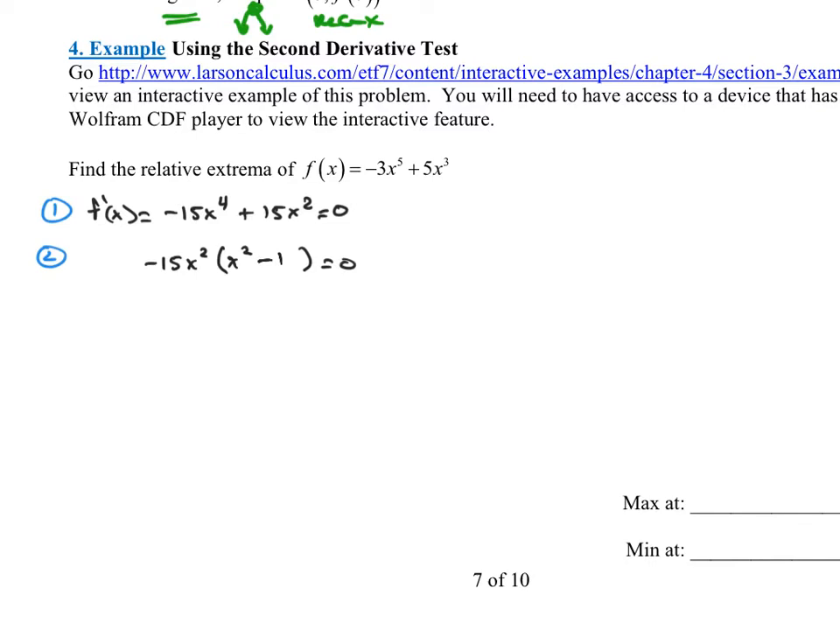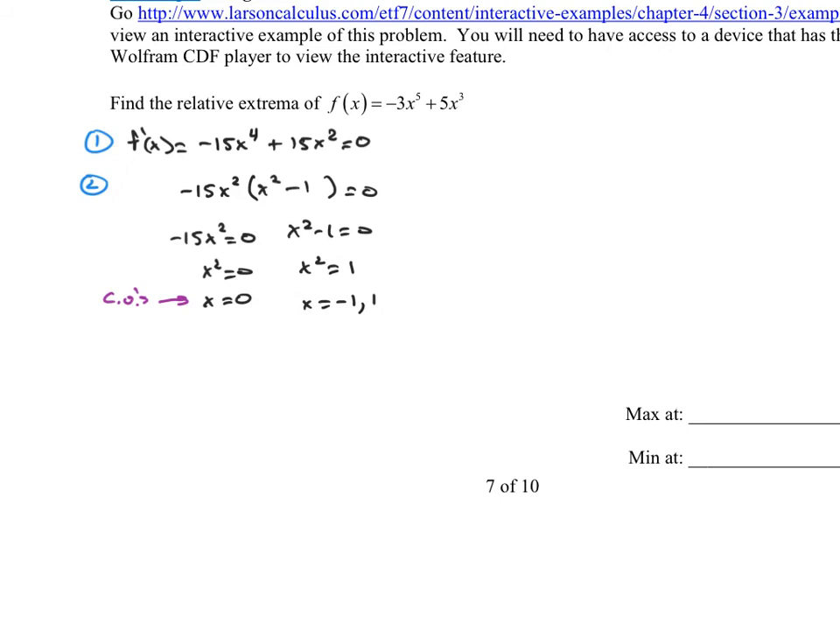So when I do this, I set each term equal to 0. Negative 15x squared equals 0. Divide both sides by negative 15, I'd have x squared equals 0. Square root both sides would give me x equals 0. x squared minus 1 equals 0 is the other factor. Add 1 to both sides would give me x squared equals 1. Take the square root, remember positive and negative, would give me x equals negative 1 and 1. So these are my critical values. Those are when the first derivative is equal to 0 or undefined.